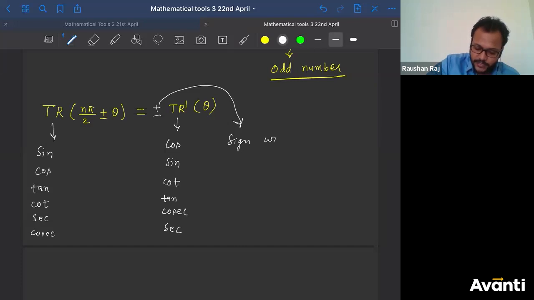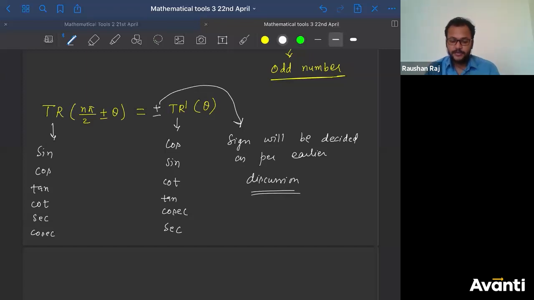The sign will be decided as per earlier discussion. जैसा हम लोग पहले डिसाइड करते थे, how do we decide the sign? We decide the sign by finding the angle. ठीक है? By finding the quadrant in which the angle is lying.